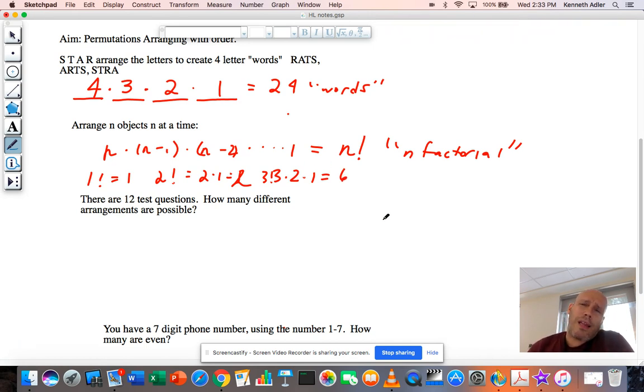For numbers larger than like 6, 7, 8, you can use your calculator. IB is not asking you to multiply. It's not a standard.